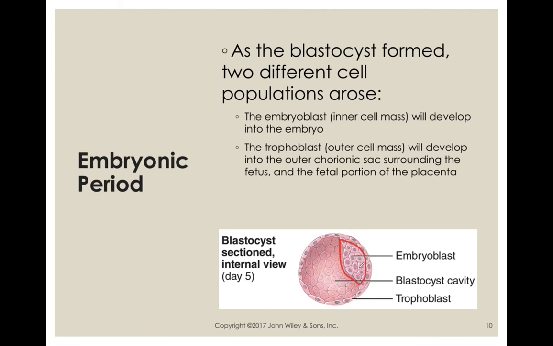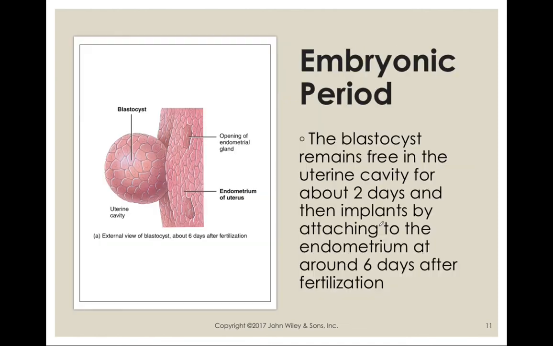I've highlighted the embryoblast shown right in here, and the trophoblast is going to be found towards the outside. As the name suggests, the embryoblast is going to give rise to the embryo, and the trophoblast is going to give rise to part of the placenta. So between day 4 and day 5, we're going to have the development of the blastocyst, and this is going to be the entity that's prepared to implant into the endometrial lining. The blastocyst will generally hang out inside of the uterine cavity for a couple days, so right around day 6 is generally when implantation takes place.